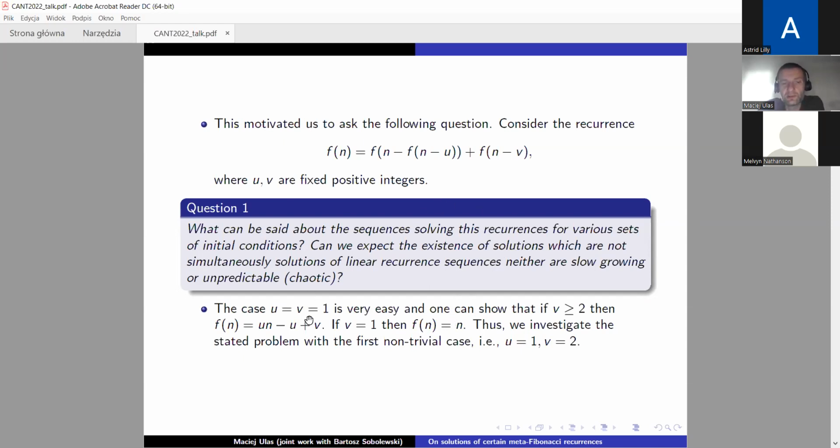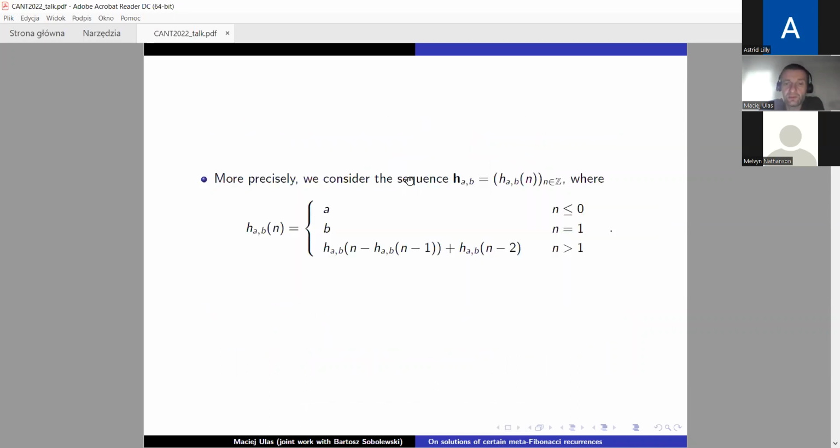the case u equal to v equal to 1 is very easy, and in fact one can prove that you have an explicit solution which is linear, so it's not really interesting. Something non-trivial starts in the case where u is equal to 1 and v is equal to 2. In order to avoid the problem with dying sequences, we assume that the value of the sequence is equal to a, which is fixed, for n less than or equal to 0.